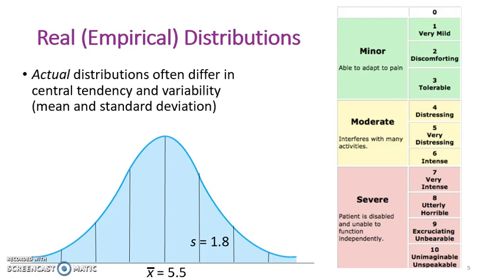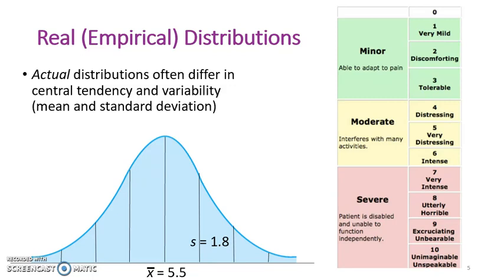But we know that actual distributions of data often differ in their central tendency and variability. The distributions will have a different mean and a different standard deviation from the standard normal distribution. For instance, I may have a distribution of data that I got from women who are in active labor, and I've asked them to self-report their subjective level of pain on this scale shown on the right. It ranges from 0 to 10, 0 being no pain, to 10 being unimaginable or unspeakable pain.